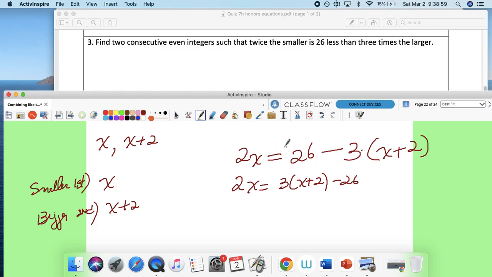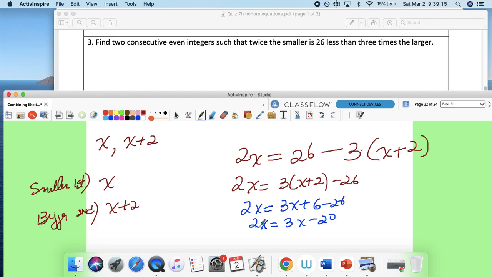Now comes the other part. 2x, distributive property, 3x plus 6 minus 26. Can we combine like terms? We can. 6 and minus 26 becomes negative 20, or minus 20, sorry. And then now we have variables on both sides again.